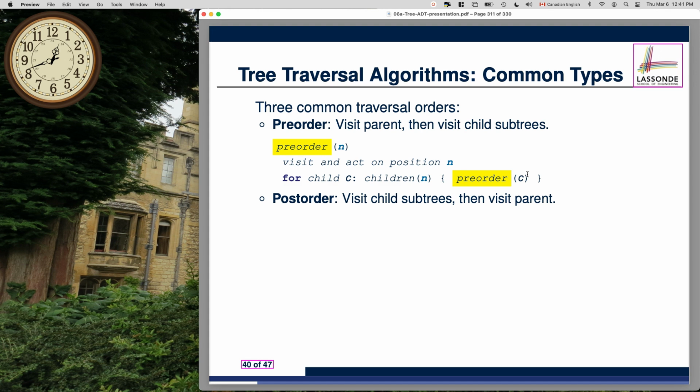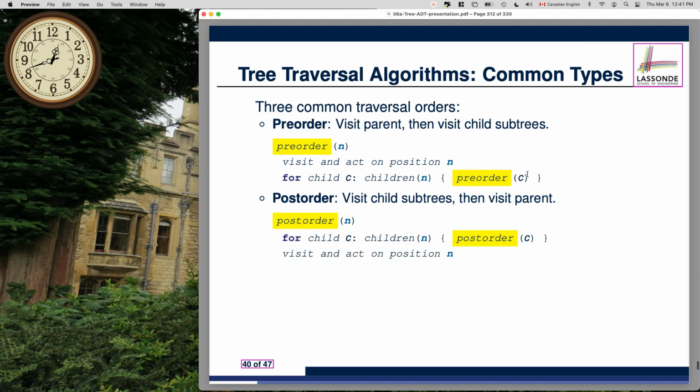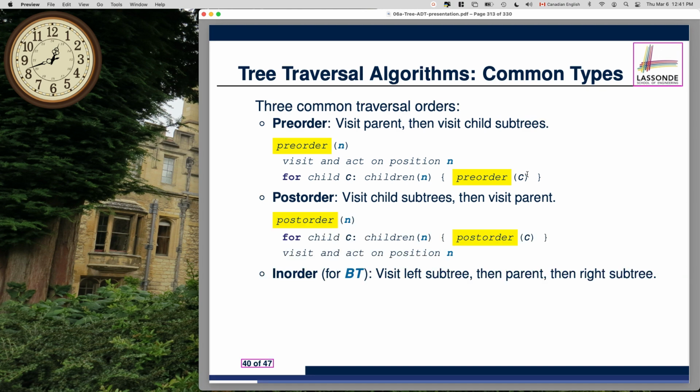Post-order is the opposite. You're going to visit the parent last: visit all the child nodes one by one, recursively, and then visit the parent node. That's post-order. The last one there is called in-order. However, notice that for in-order, we talk about a precondition, right, from the ADT lecture. The precondition for in-order is that it has to be a binary tree. You recursively visit the left subtree, and then visit the parent, and visit the right subtree.